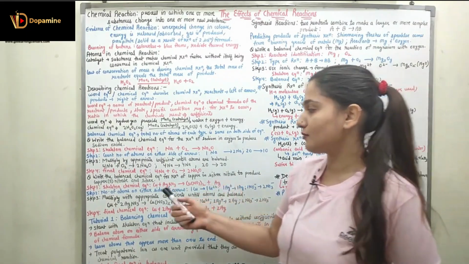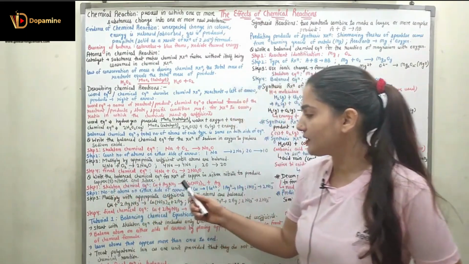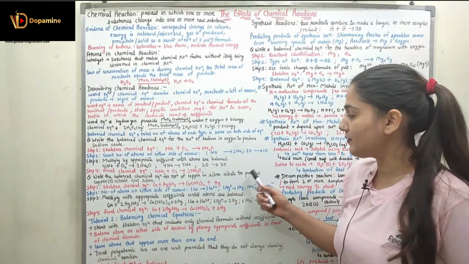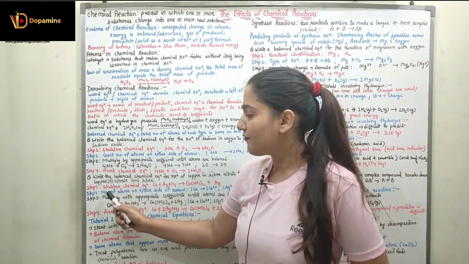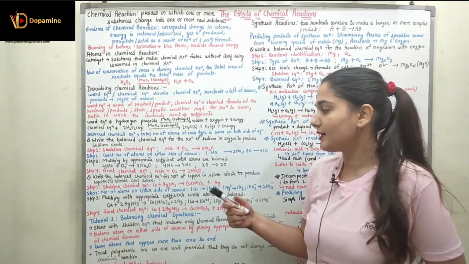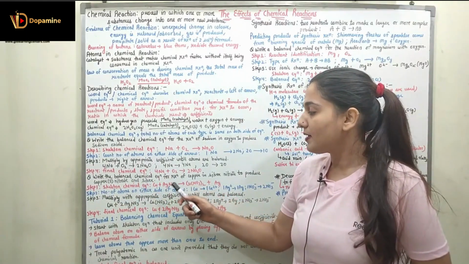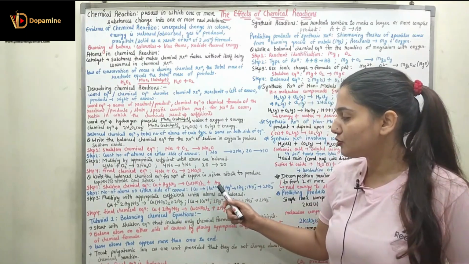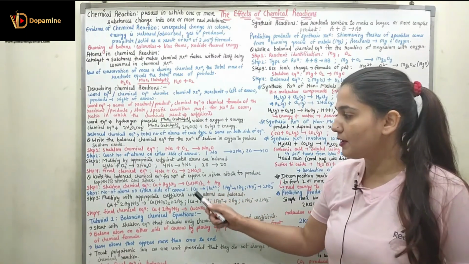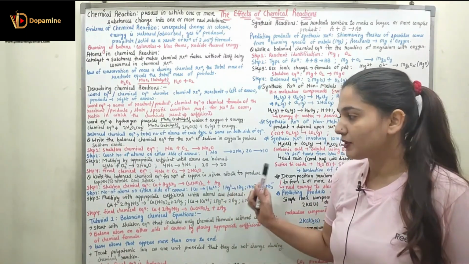Right, coming to the next question which states: write the balanced chemical equation for the reaction of copper with silver nitrate to produce copper(II) nitrate and silver. In step 1, first of all we are going to write the skeleton chemical equation. So copper plus silver nitrate, so Cu + AgNO3 → Cu(NO3)2 + Ag. That is my copper(II) nitrate and silver, Ag.